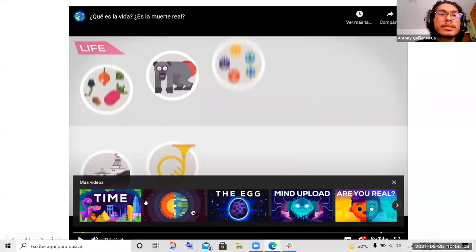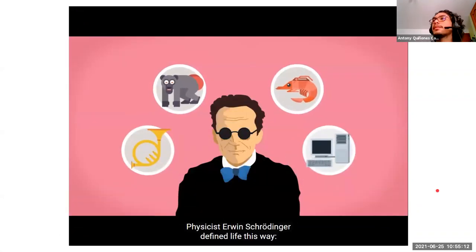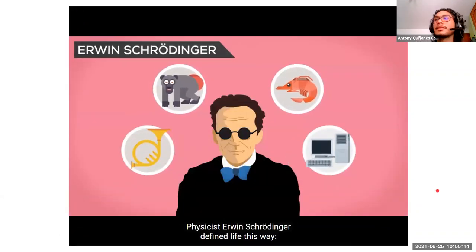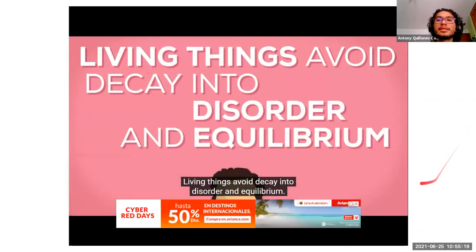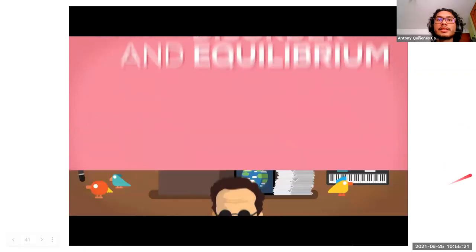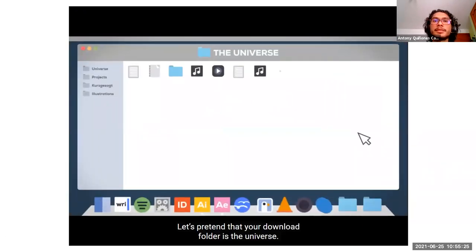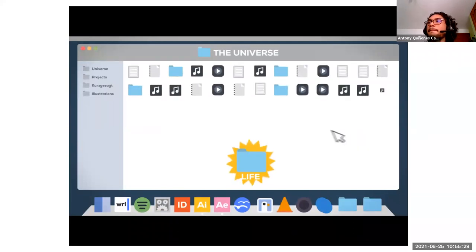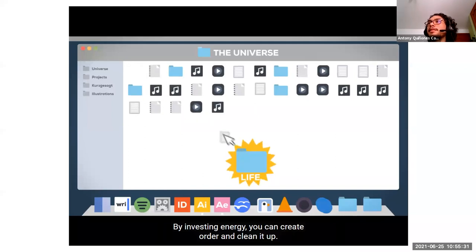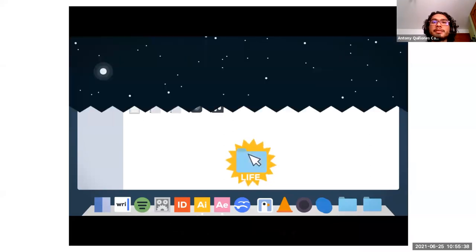Share the sound. Fundamentally different from dead stuff, or is it? Physicist Erwin Schrödinger defined life this way. Living things avoid decay into disorder and equilibrium. What does this mean? Let's pretend that your download folder is the universe. It started orderly and got more and more chaotic over time. By investing energy, you can create order and clean it up. This is what living things do. But what is life?